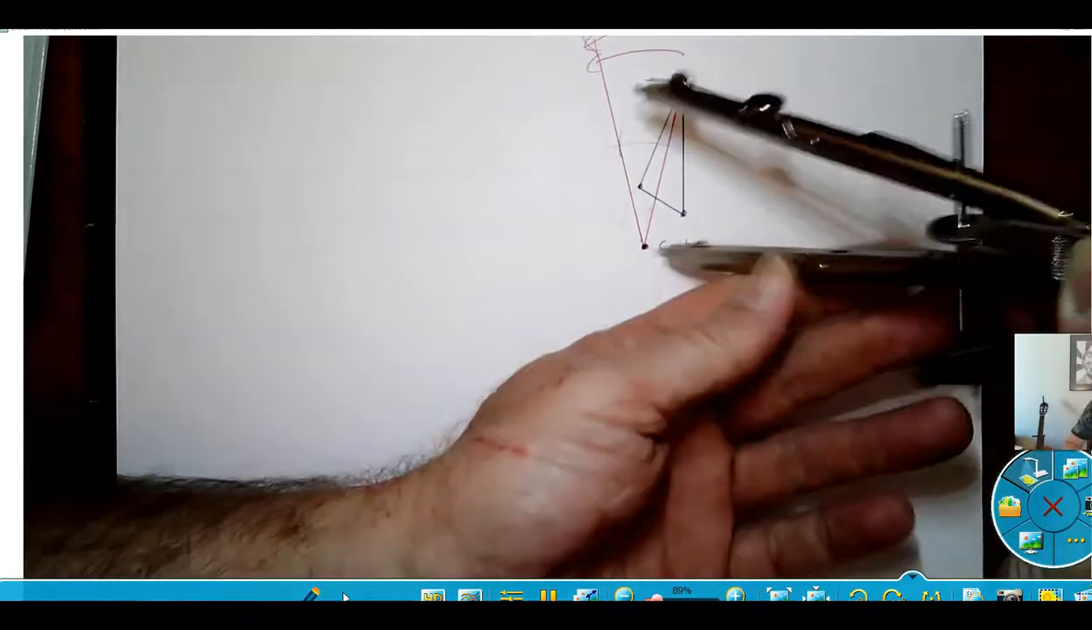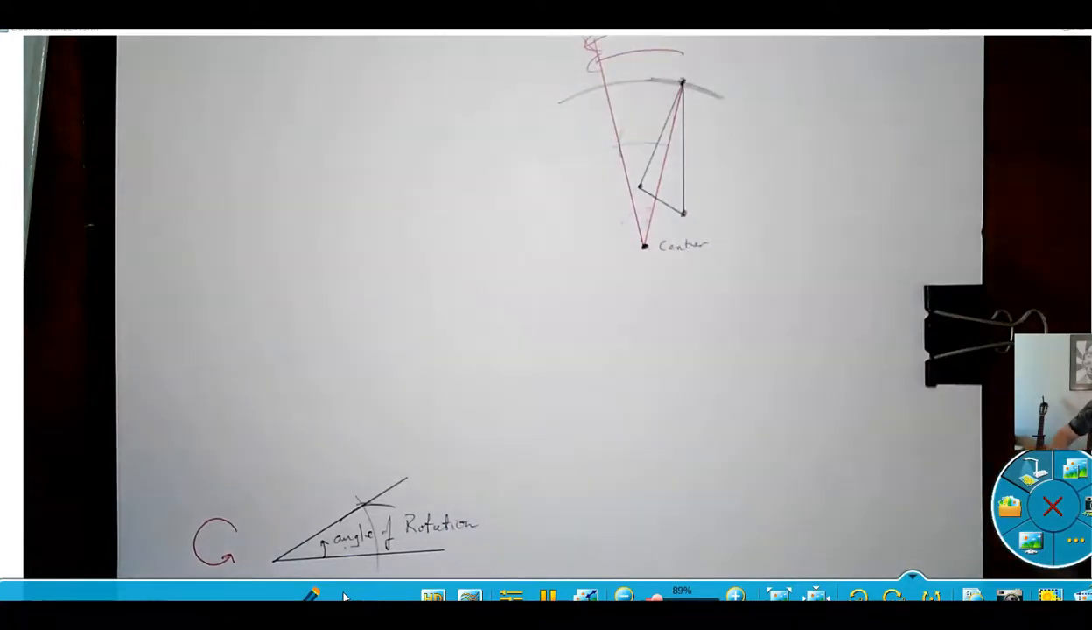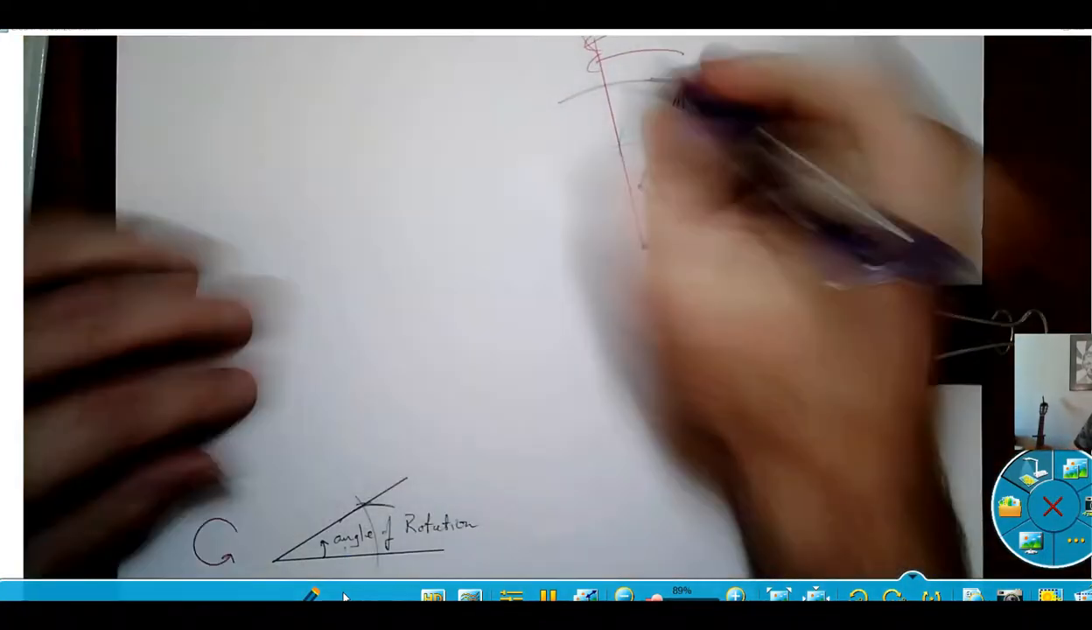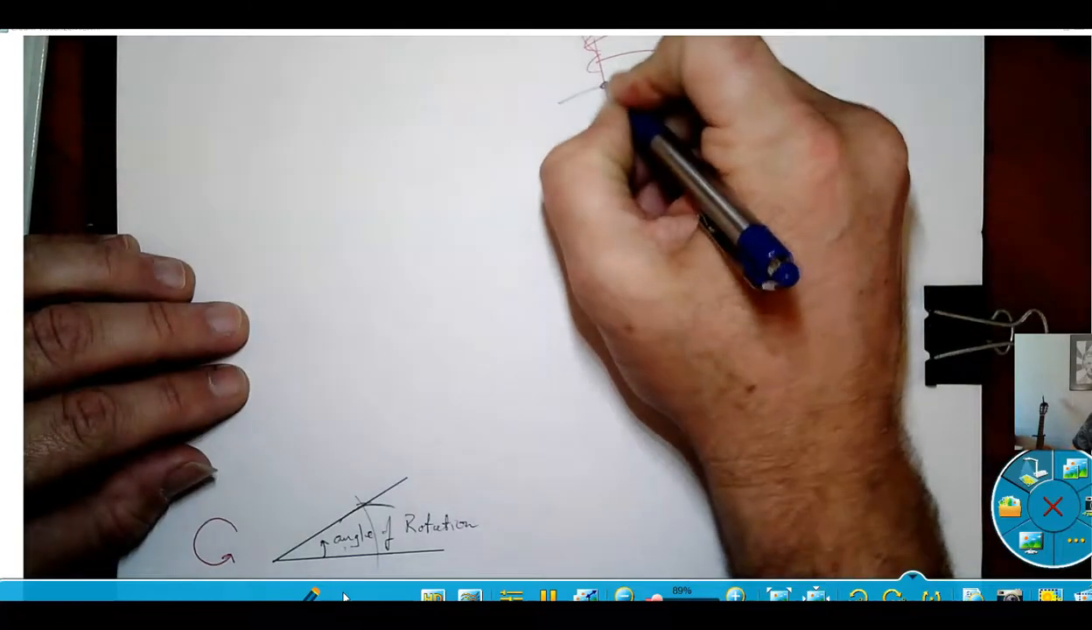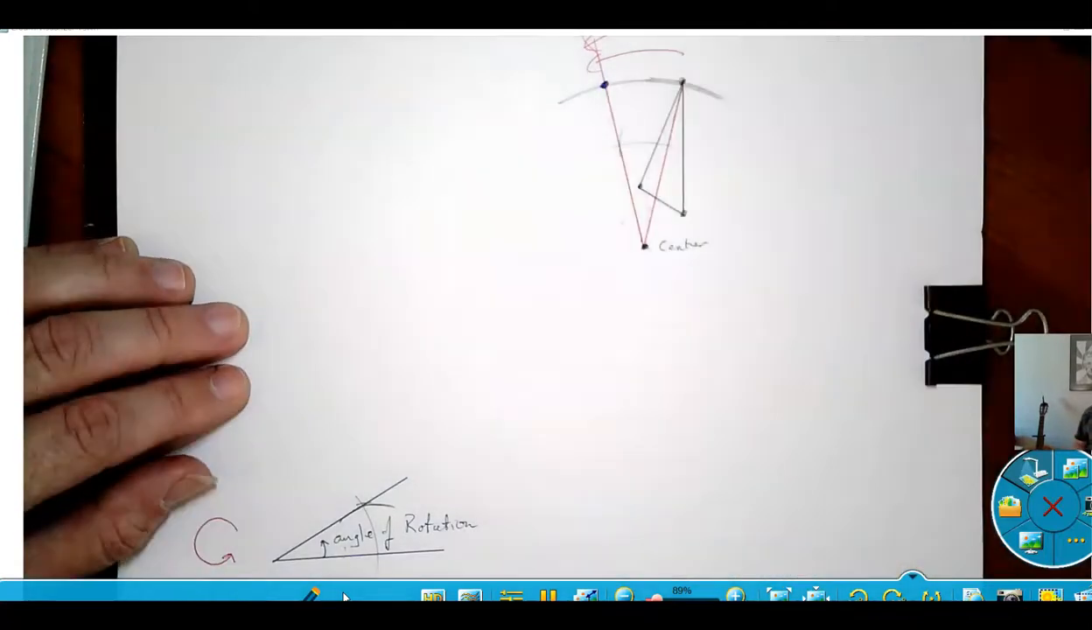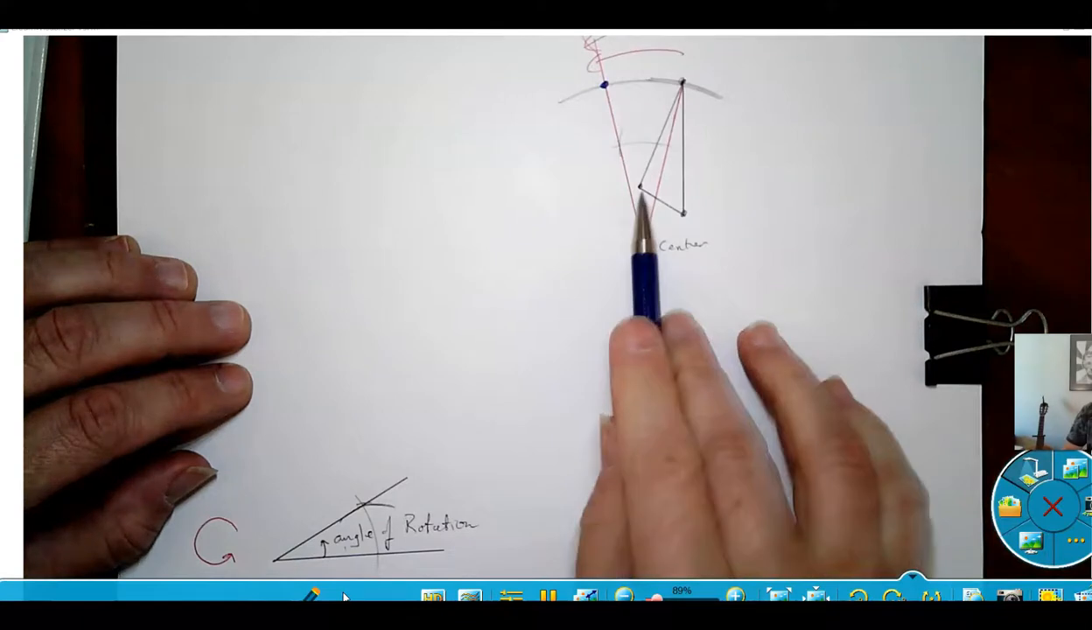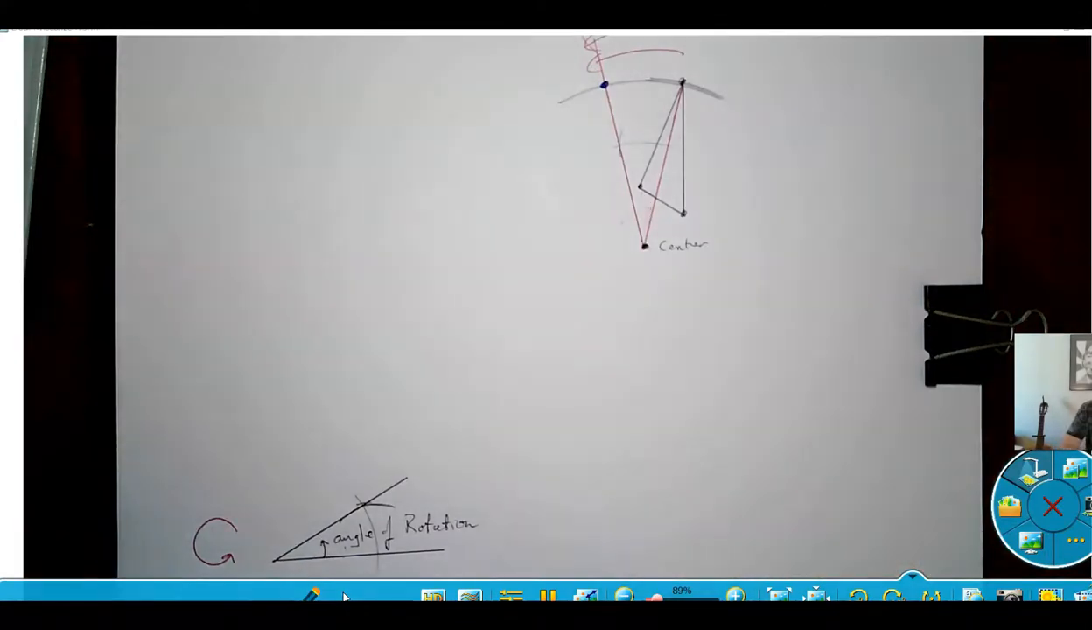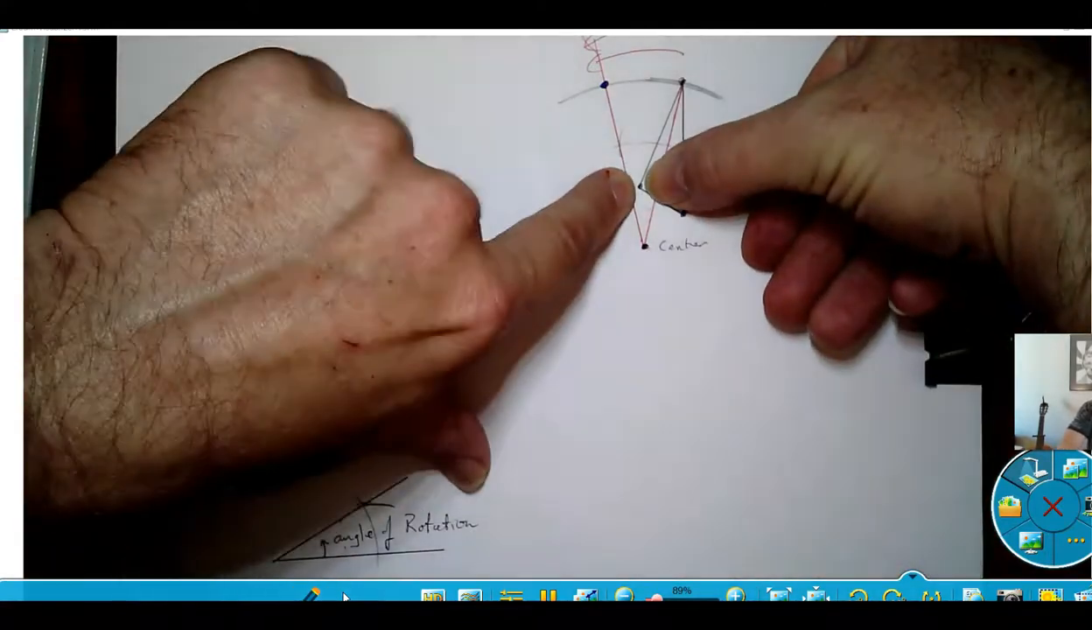There, I think that's better. Okay, so we just need to copy that over. Okay, so put that in blue. So there's my first point, right? So I've just rotated that. Now I just need to rotate the other two. So I'm going to do this one next.